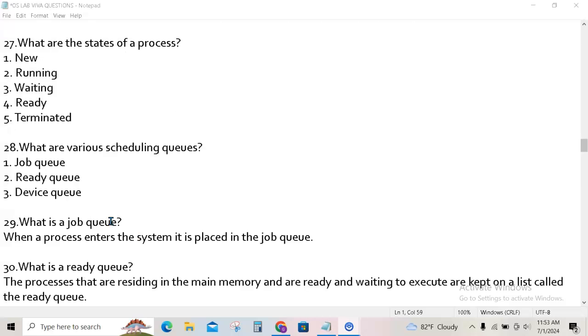What are the different states of a process? We have new, ready, running, waiting, and terminated. The different scheduling queues are the job queue, ready queue, and device queue. Then we have a waiting queue.